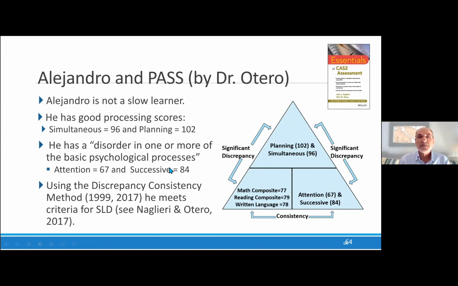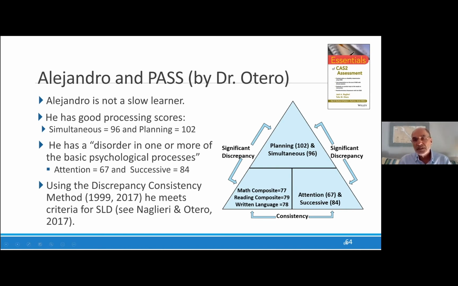And in my discrepancy consistency method, what we do is we illustrate his pattern of strengths and weaknesses in a triangle. I started doing this in 1997. Other people have adopted my triangle. But here's why it's important.